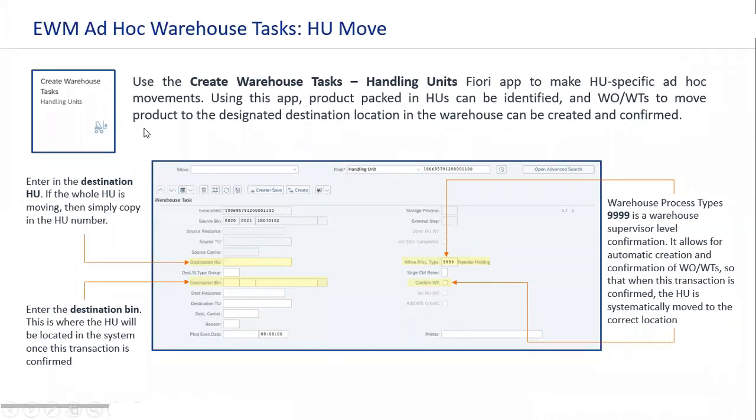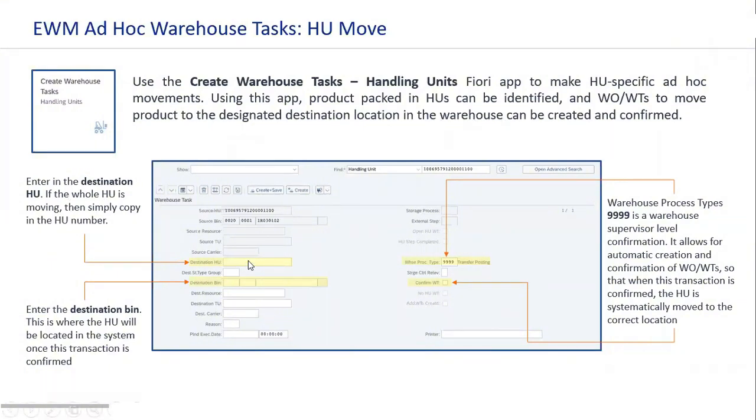So to create a warehouse task for handling units in the Fiori app to make a HU specific ad hoc movement, using this app, products packed in HUs can be identified and a warehouse order or warehouse task to move product to the designated destination location in the warehouse can be created and confirmed. So you would enter the destination HU. In our case, I would imagine it would normally be the whole pallet.